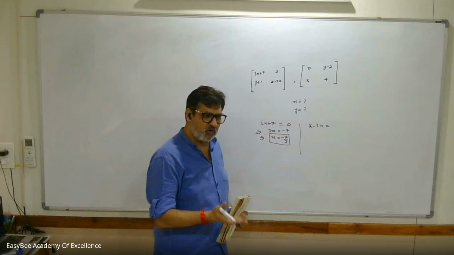How is it possible that x has two values? It is not possible that in the same equation x has two values. So we will opt for option B, not possible to find.